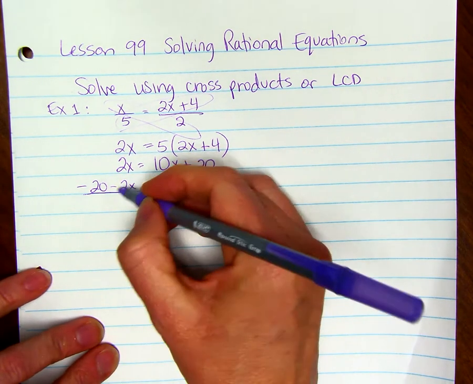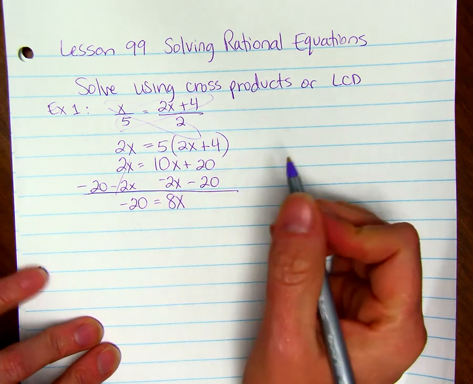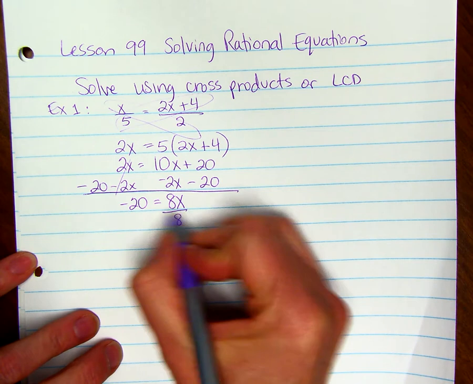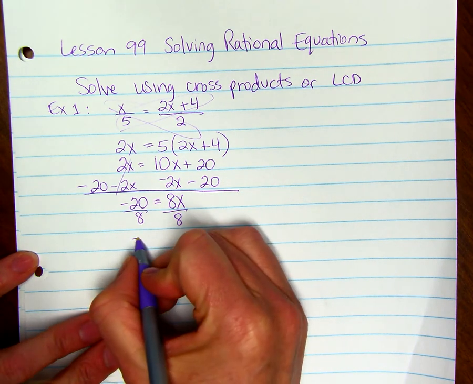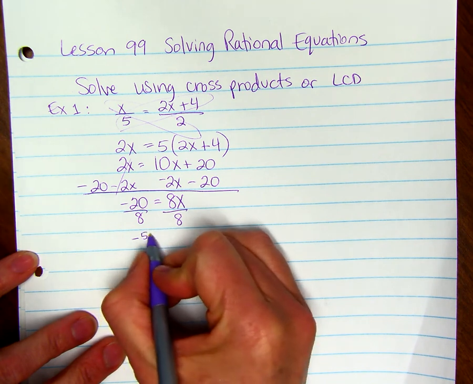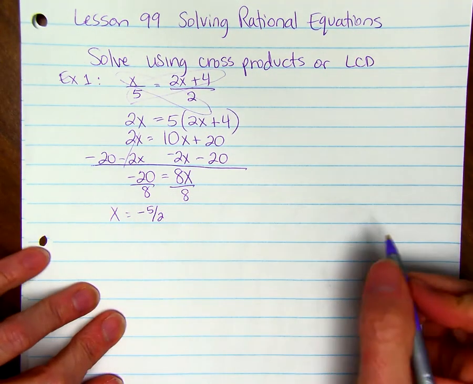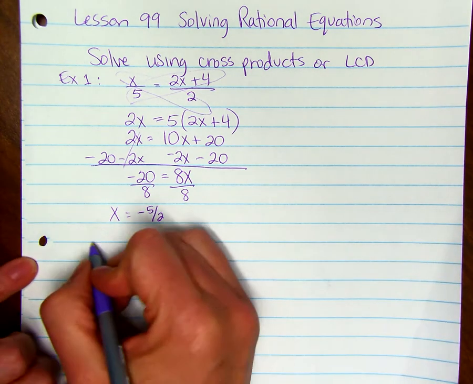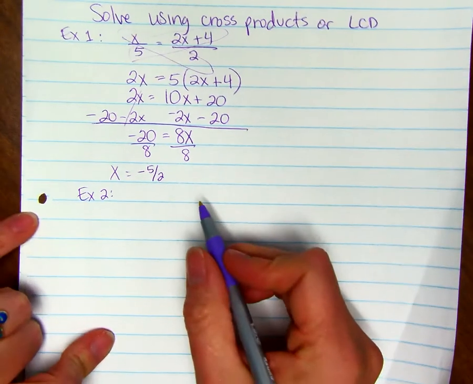And we get, this goes away, negative 20 equals 8x. Then we're going to divide by 8. And we get negative 5 halves. And that is what x equals. Now example 2 is one where we're going to have to use the least common denominator.